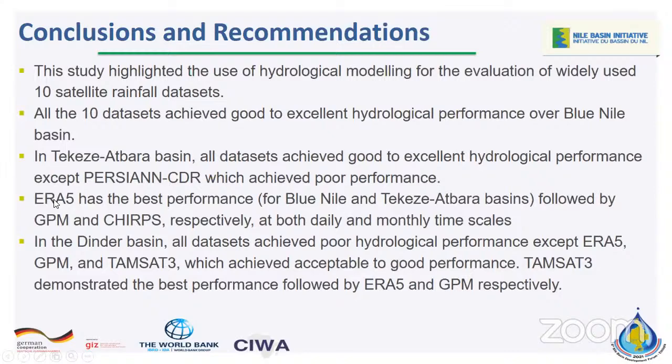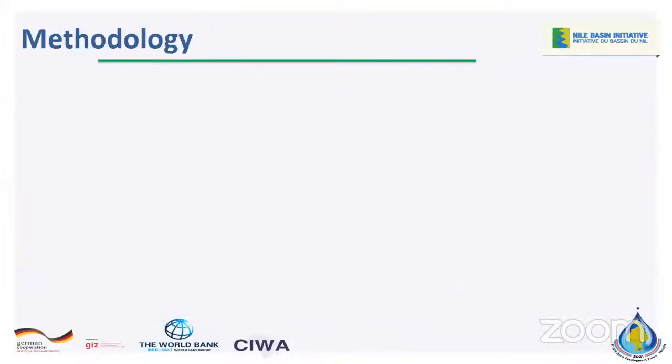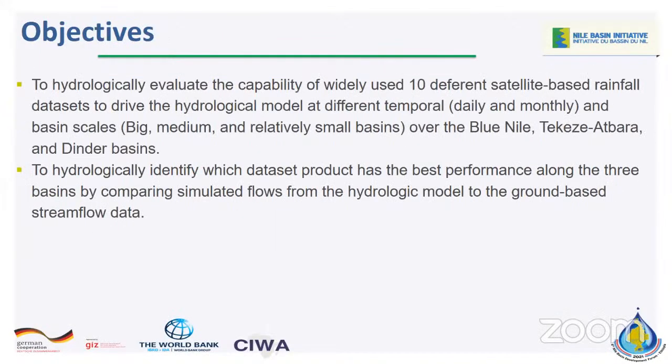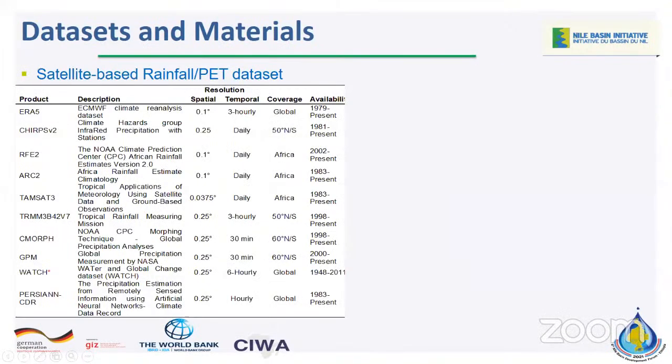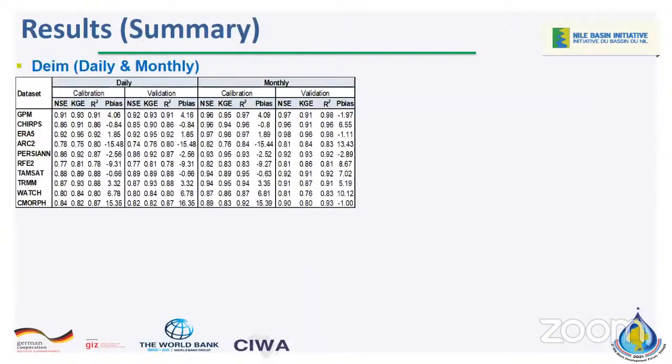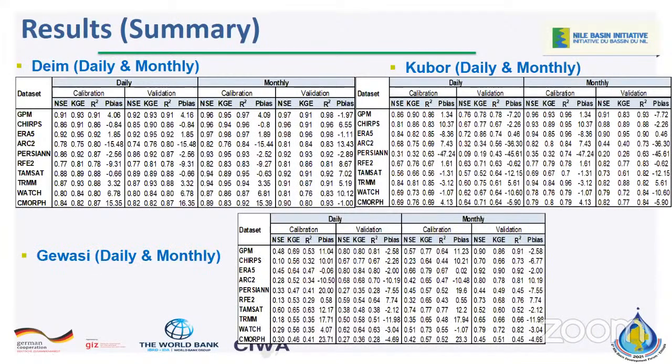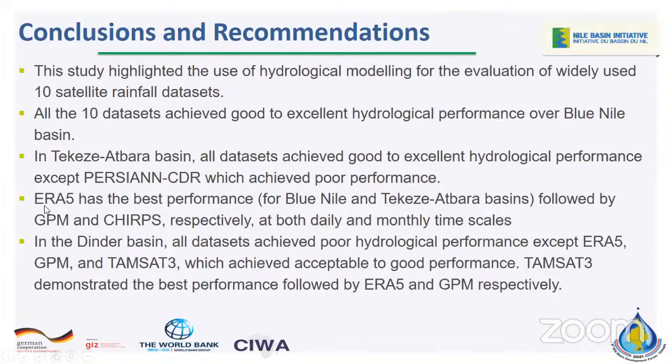And as you can see from the objectives of this study here, the second objective was to hydrologically identify which dataset product has the best performance along the three basins. And here you can see which datasets are the best for each basin. For the Blue Nile Basin, ERA 5 has the best performance and fit, followed by GBM and CHIRPS, respectively, for both daily and monthly time scales.